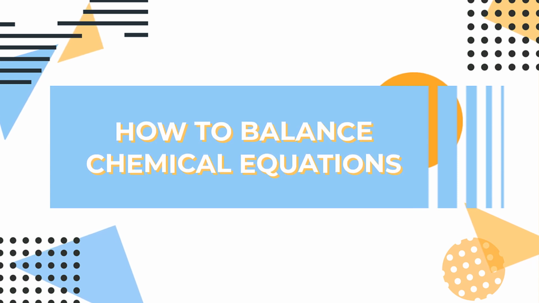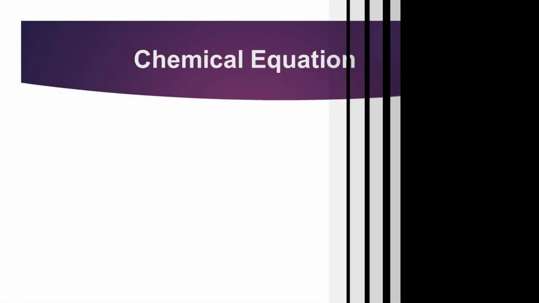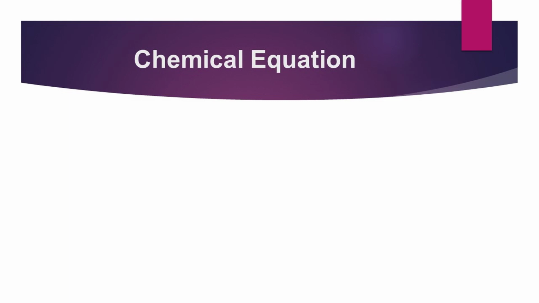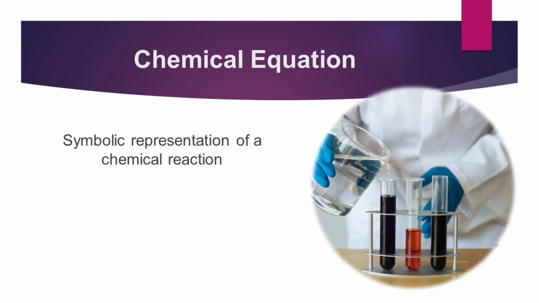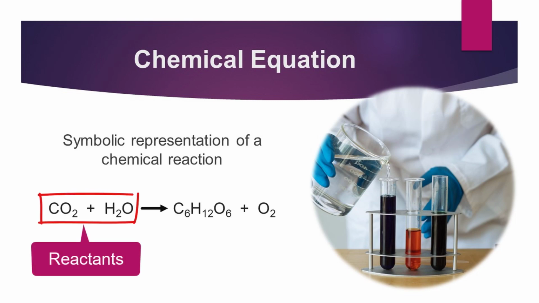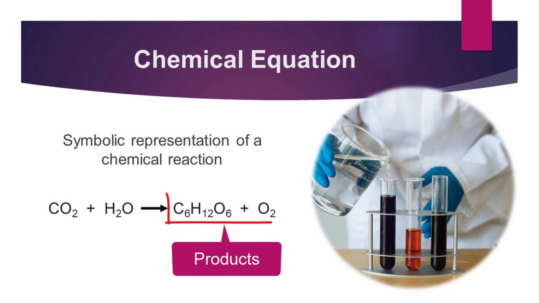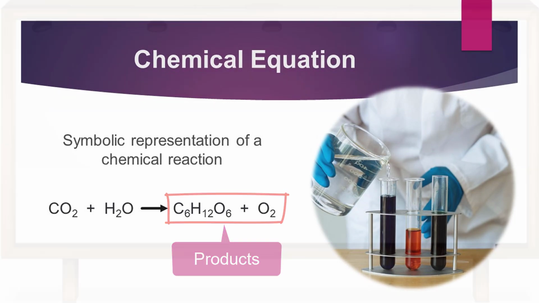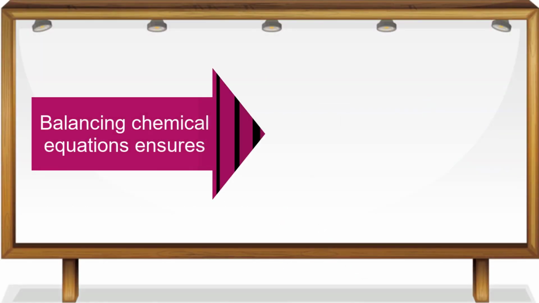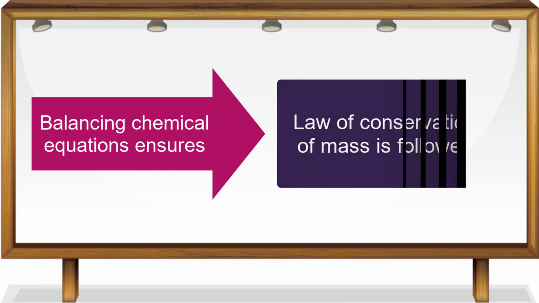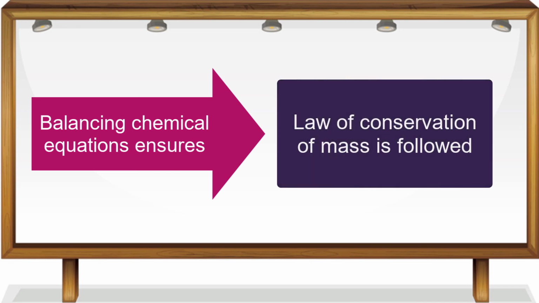In this video, I will guide you through the steps to balance chemical equations. A chemical equation is a symbolic representation of a chemical reaction. It shows the reactants on the left hand side and the products on the right hand side. Balancing chemical equations is important because it ensures that the law of conservation of mass is followed.